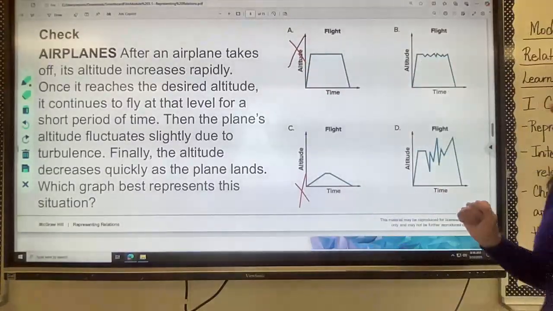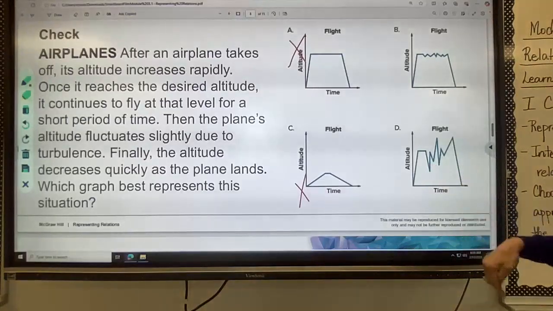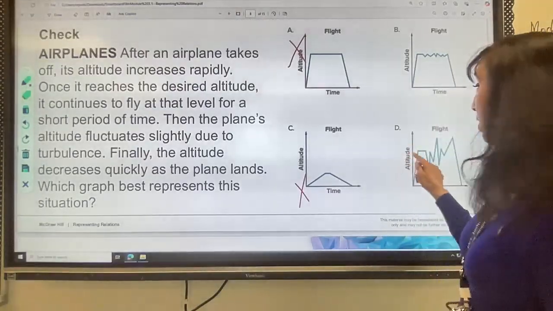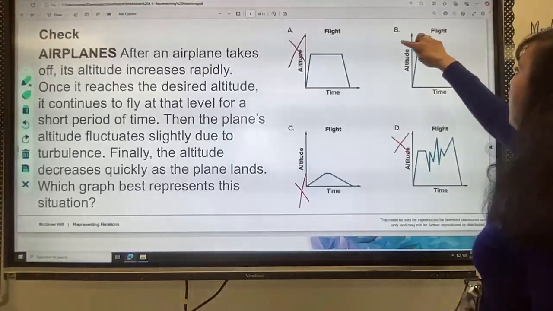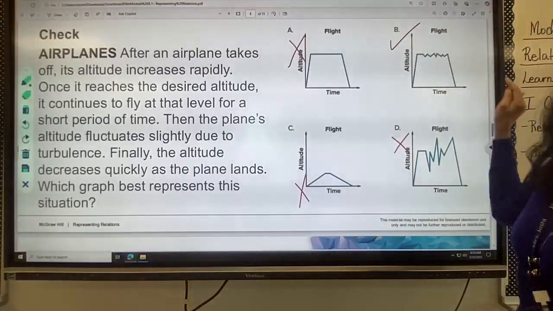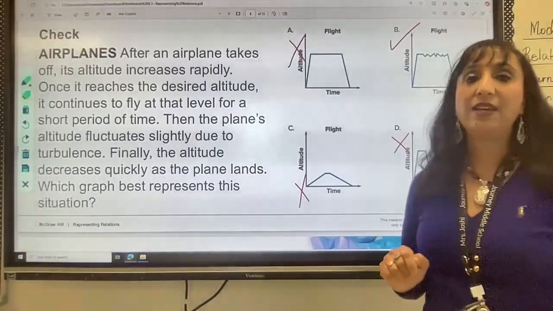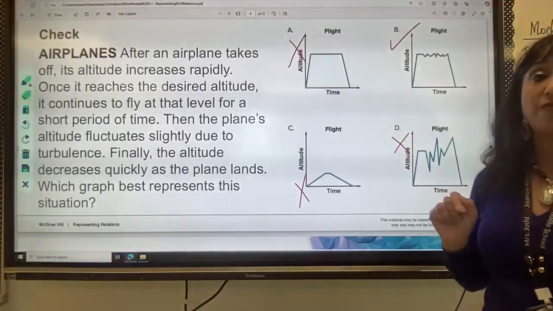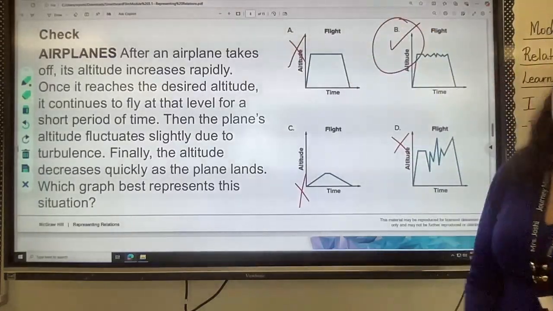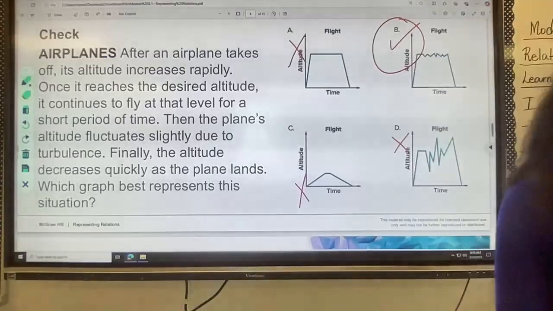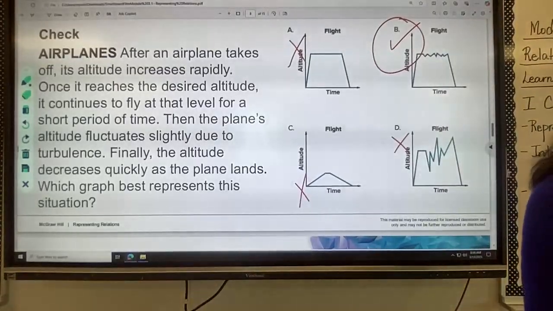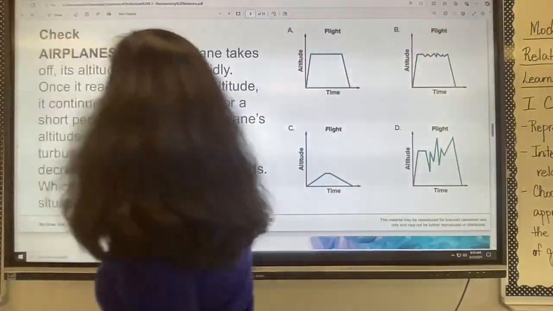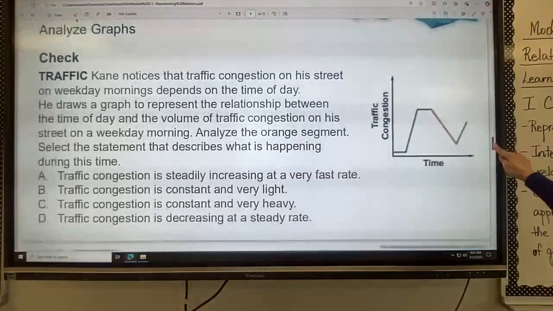Okay, so this is like way too much fluctuation. So this would be a very scary flight, to be honest. So this is not correct. So this one here, this is correct because this is showing that slight turbulence. All right. And then finally, the altitude decreases quickly as the plane lands. So which graph best represents the situation? It would be graph B. Okay, so that's basically what we're doing. We're looking at the graph and then we are analyzing that data. All right, now, let's look at this one.